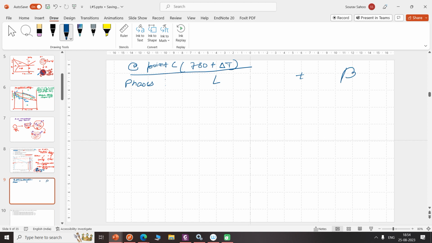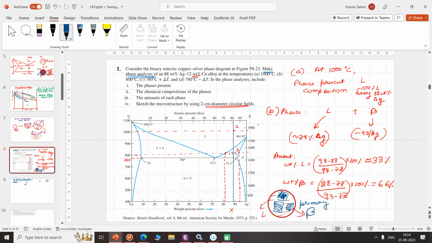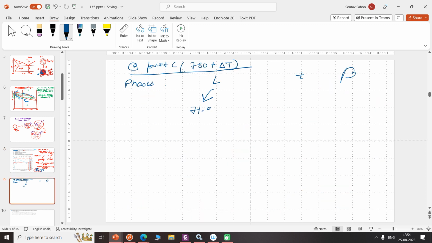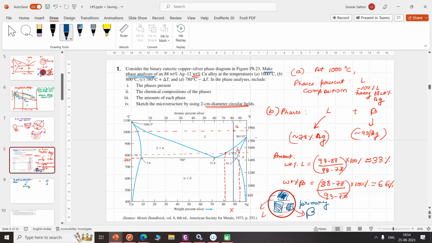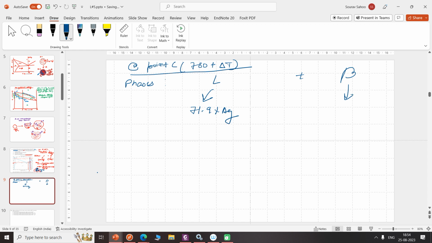What is the composition? For the liquid, we see the intersection of this tie line with the liquidus, which is here. So this is 71.9. We have a liquid of composition 71.9% silver, and we have beta of composition where it touches the solvus, which is 91.2 given in this diagram. So we have 91.2% silver composition of beta.